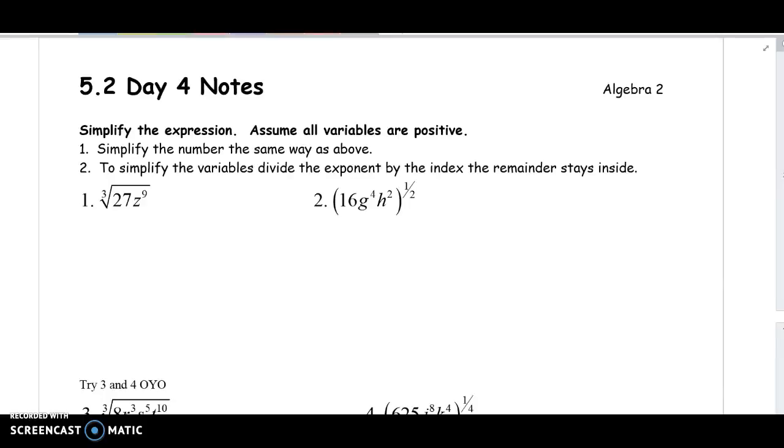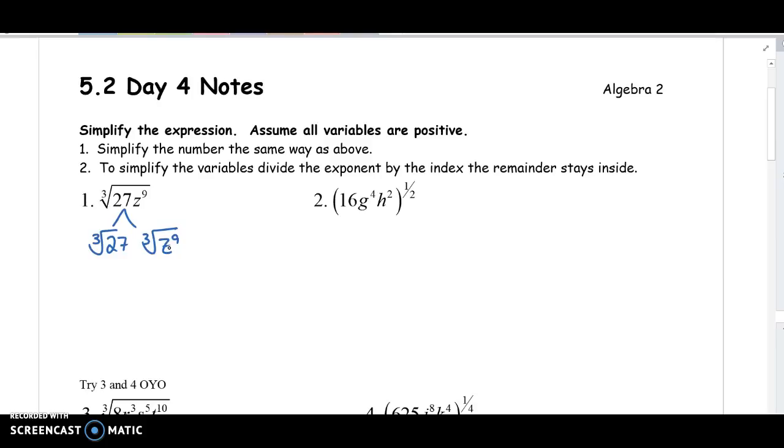In our first example, we have the third root of 27, z to the ninth. This is the first time that we've simplified radicals when we have variables involved. So I want to show you a couple different strategies for how to do this. First thing that you would do, and you're going to get to a point where you don't actually have to show this step, is the third root of 27 times the third root of z to the ninth.